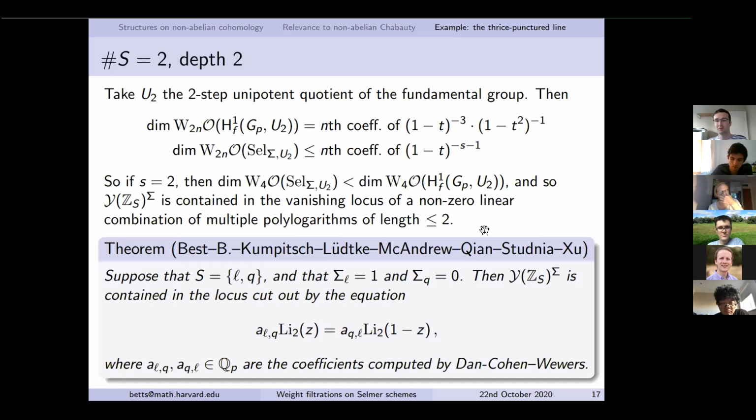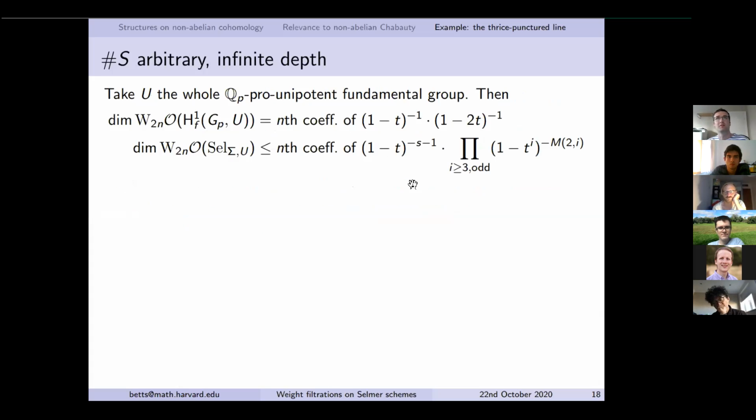But one advantage of these weight filtrations is, I sort of alluded to the fact that you can do lots of Hilbert series computations, and this means that you can say quite a lot of things in higher depth too. So for my final trick, I'm going to do something which is maybe a little unorthodox. The particular quotient of the QP pro-unipotent fundamental group I want to take now is the whole thing, which is infinite dimensional, but nonetheless this theory all still works, because it turns out that all of the steps of the weight filtration on these affine rings are still finite dimensional, and you can still work out what they are.